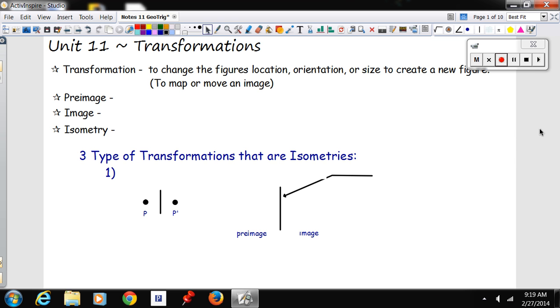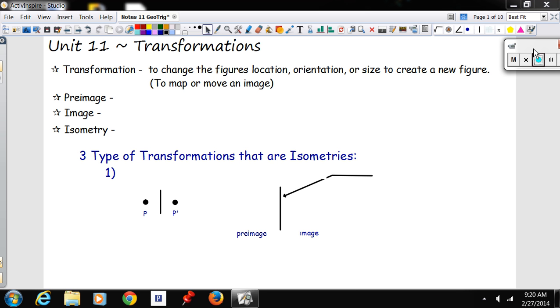To change the figure's location, orientation, size, to create a new figure. Basically, it's to map or to move an image. So you might slide a figure over, you might flip it over, you might rotate it around something, you might enlarge it, you might reduce it. Anything we do to change it could be called a transformation. So in other words, we could say it's to map or to move an image, to map it onto another place or to actually move it somewhere else.